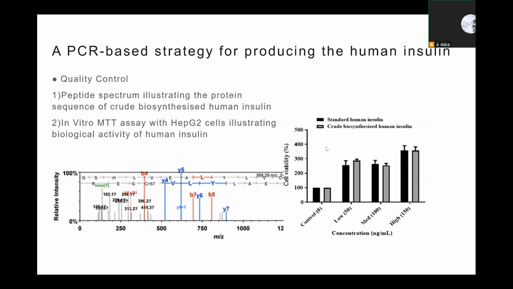The quality of the biosynthesized insulin was assessed through protein sequencing, confirming 100% similarity to the human insulin sequence. The biological activity was evaluated using an in vitro MTT assay with HepG2 cells, demonstrating that the crude biosynthesized insulin exhibited a similar efficacy to standard human insulin.